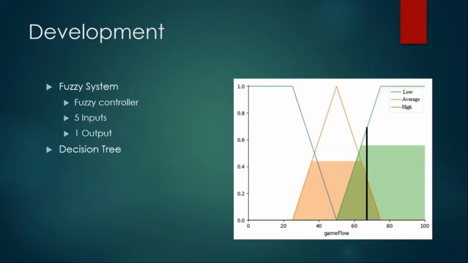For the fuzzy system, a fuzzy controller was used that had the five variables previously selected as input, and also the game flow output variable with a value from 0 to 100. In this step a decision tree was also created to define the rules used by the controller. This image shows an execution of the model which returned a game flow value of approximately 67.